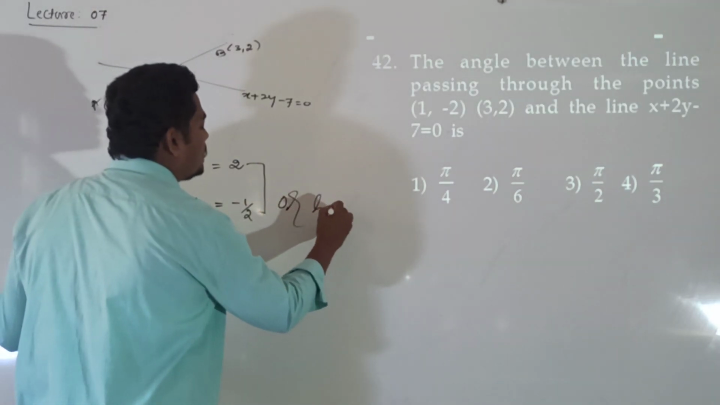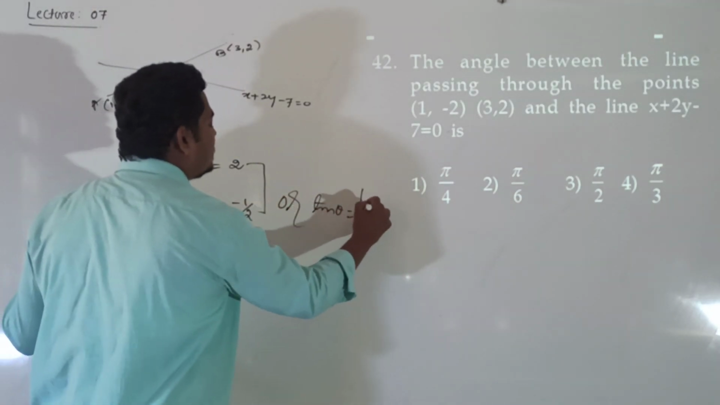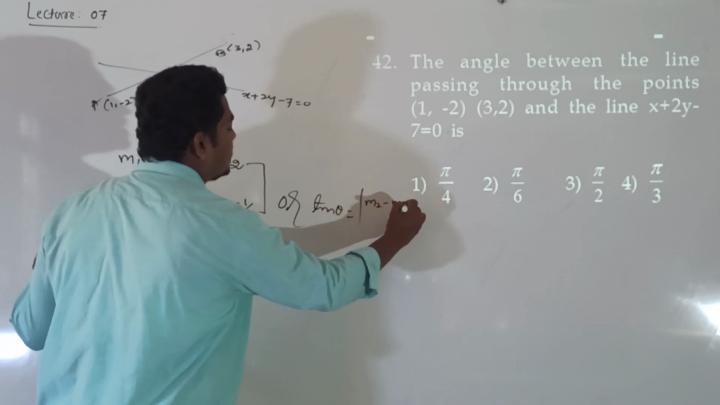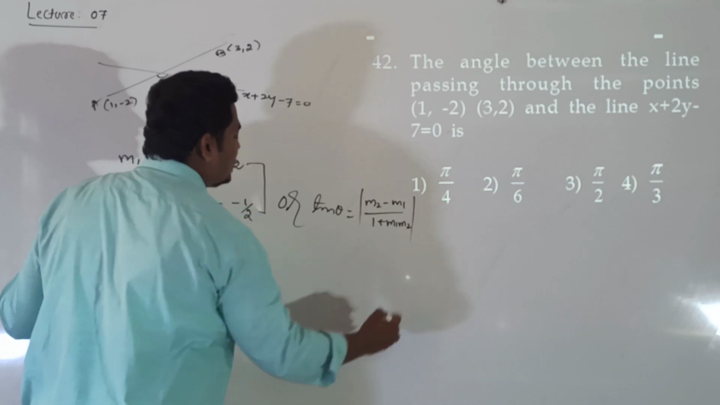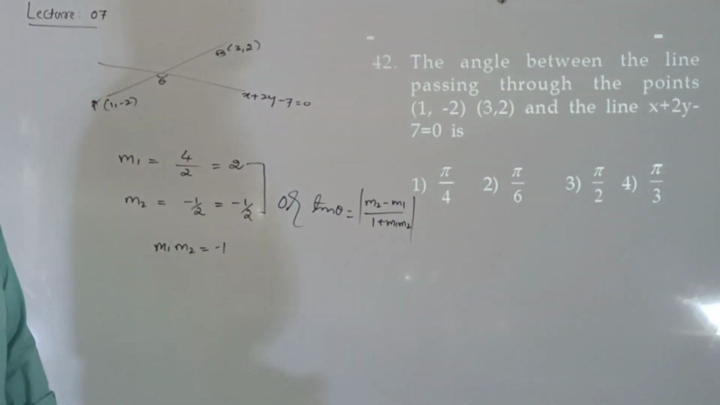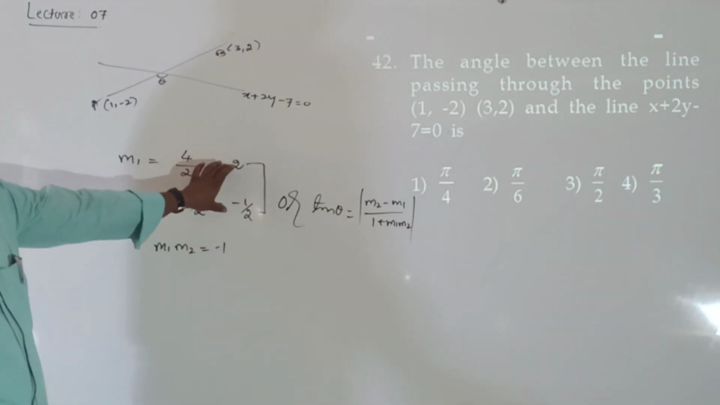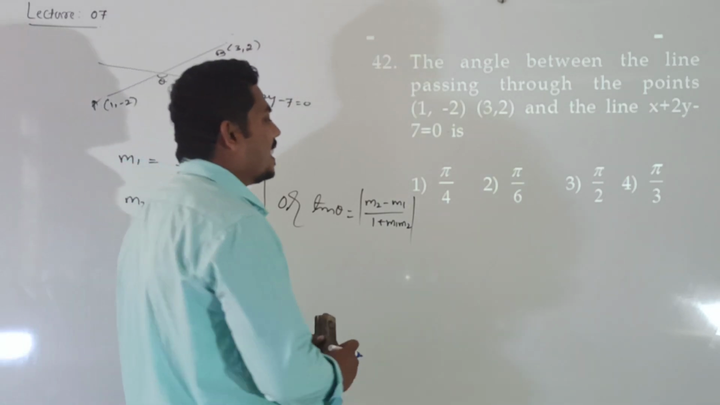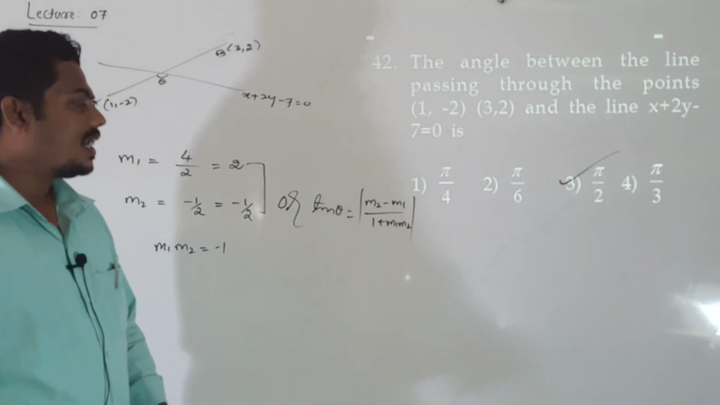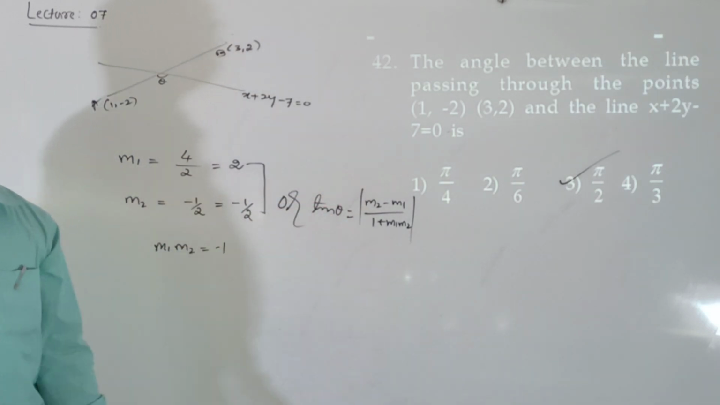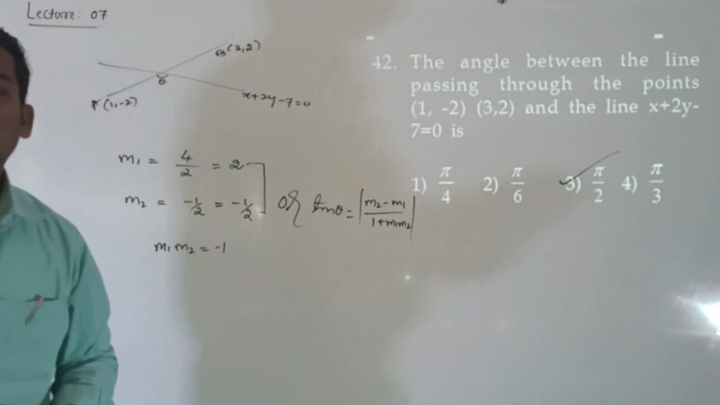Or else you can use the tan theta formula. Tan theta is equal to modulus of (m2 - m1) divided by (1 + m1 m2). Then also you get theta equal to pi by 2. Clearly the product of their slopes is equal to minus 1, hence the angle between them is pi by 2. Or else use the tan theta formula and simplify, lastly you get theta equal to pi by 2.